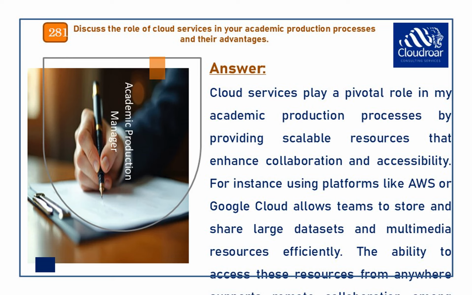Question 281. Discuss the role of cloud services in your academic production processes and their advantages. Cloud services play a pivotal role in my academic production processes by providing scalable resources that enhance collaboration and accessibility. For instance, using platforms like AWS or Google Cloud allows teams to store and share large datasets and multimedia resources efficiently. The ability to access these resources from anywhere supports remote collaboration among faculty, researchers, and students.